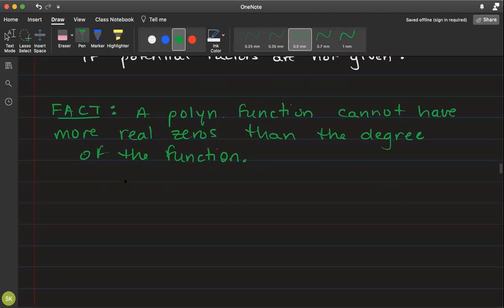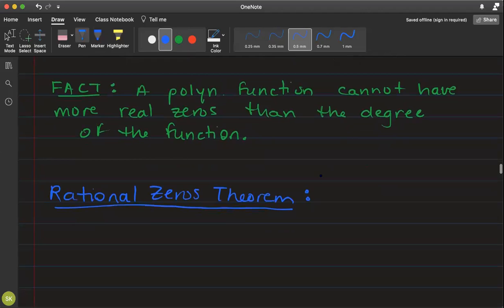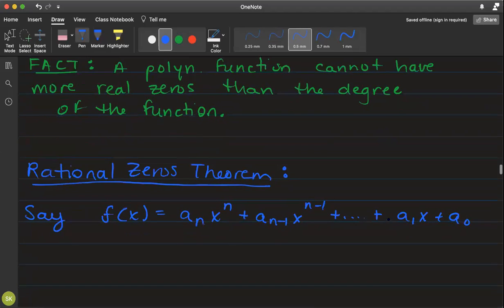Okay. The next thing is I'm going to give you something called the rational zeros theorem. This is going to tell you how to determine some factors. So let's say you have a polynomial function that looks like this. F of x is equal to a sub n x to the power n plus a sub n minus 1 x to the power n minus 1, and so on, just like polynomial functions we've learned. So this is your function here.